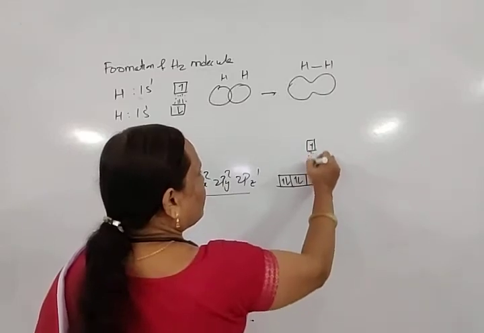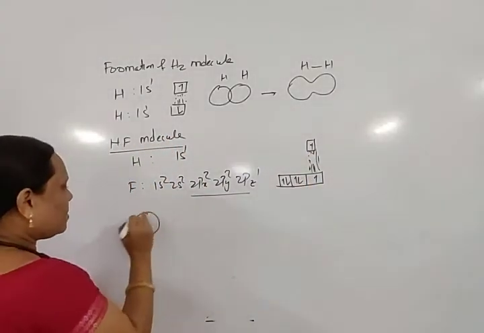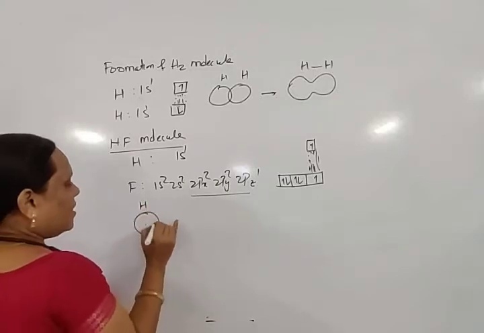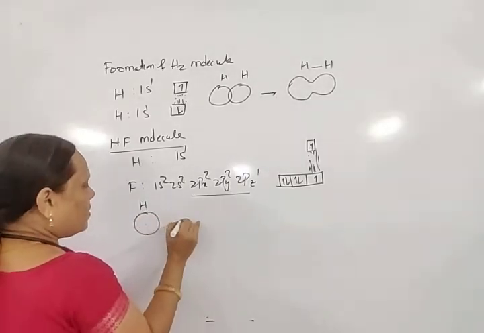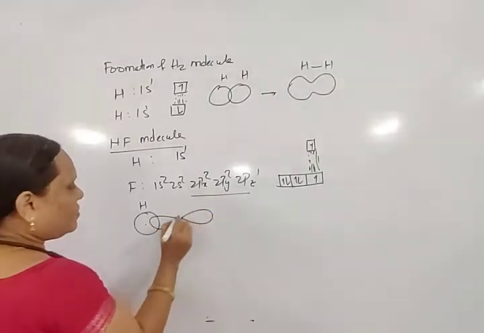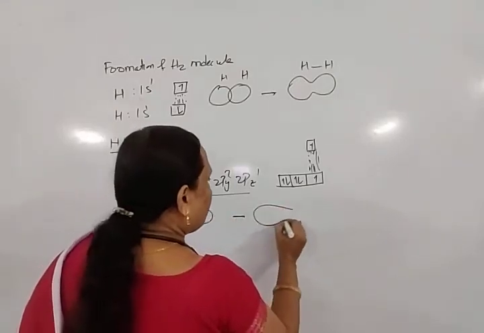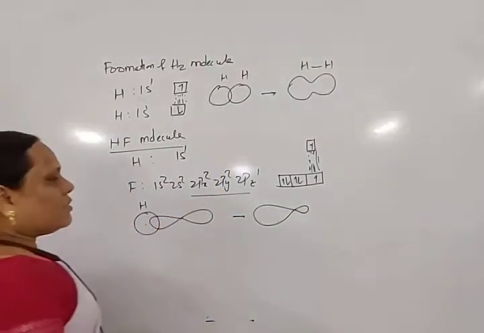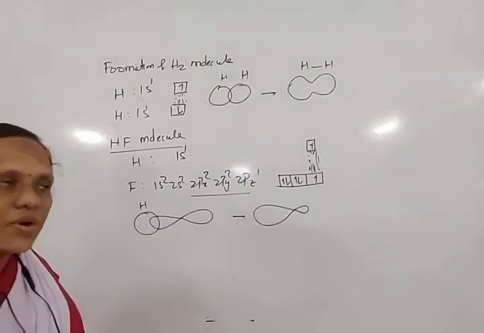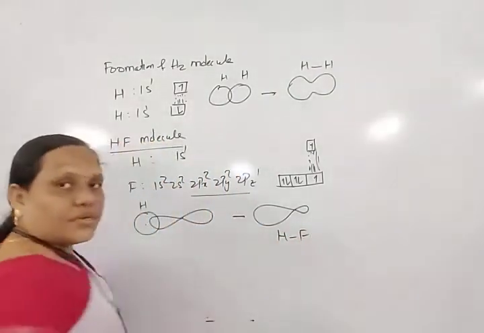This overlapping takes place between these two. So this is the s orbital of hydrogen plus the p orbital of fluorine. This is the p orbital, and this overlap forms the HF molecule. This is the formation of the HF molecule. This is the H-F sigma bond.